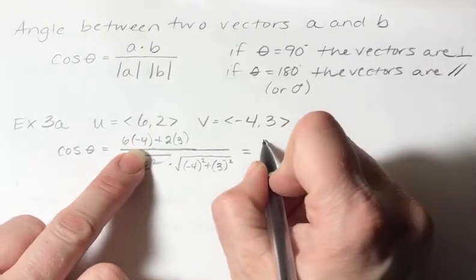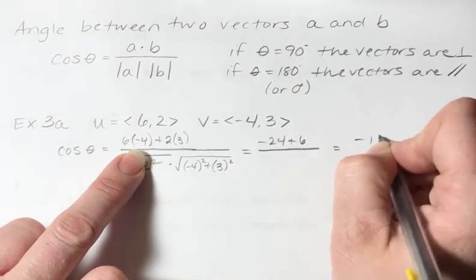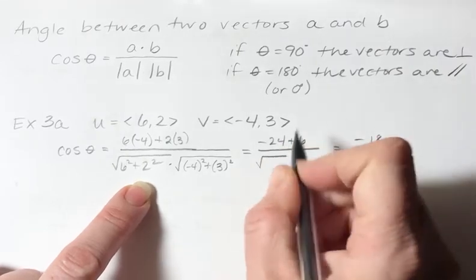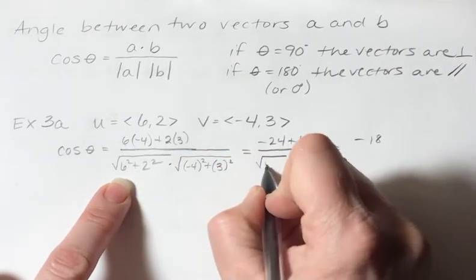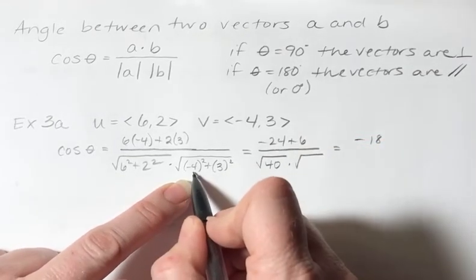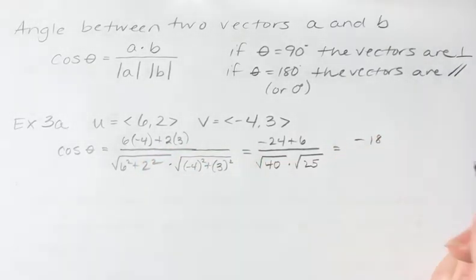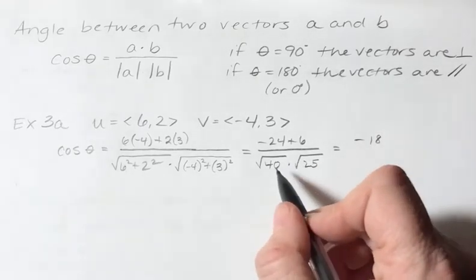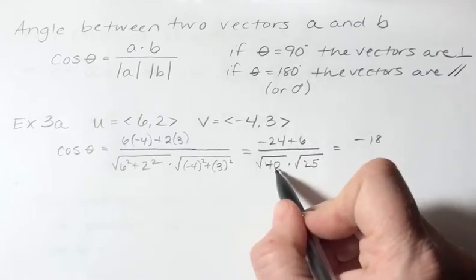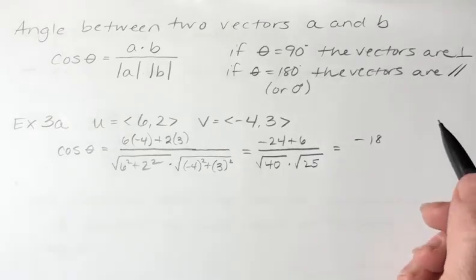So on top I have negative 24 plus 6, which is a negative 18. And on the bottom, I'm going to have the square root of 36 plus 4, or 40. And then this is going to be the square root of 16 plus 9, or 25. So right now, even if I look at this, I have 18, this is a 5, and then this is going to be 2 square roots of 10. So this isn't going to be anything nice.